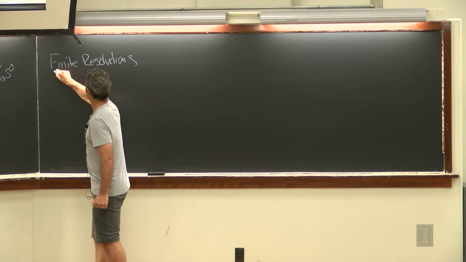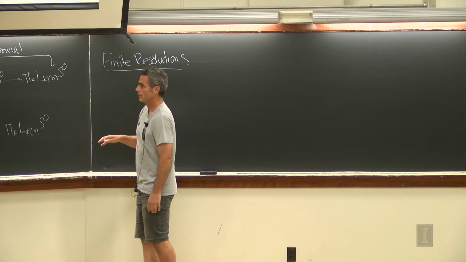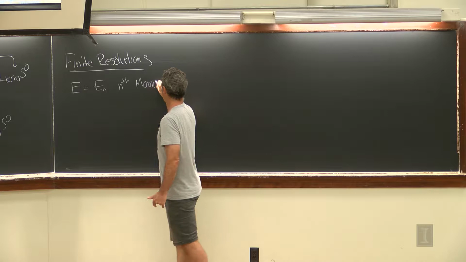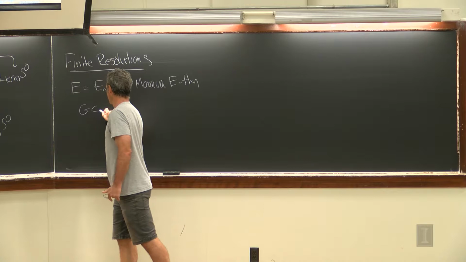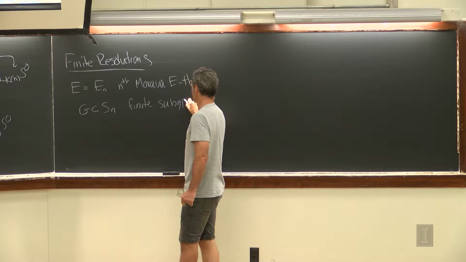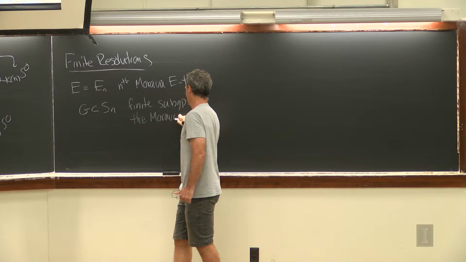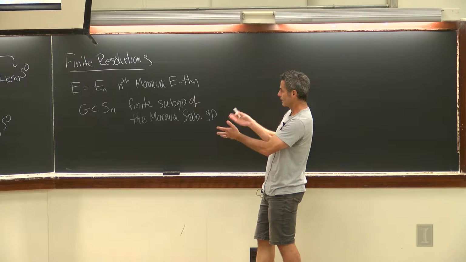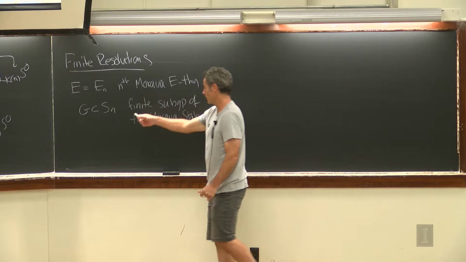All right, so I want to fix a prime P, which I did at the beginning without telling you. And then I want to let E be the nth Morava E theory. And I'm going to let G be a finite subgroup of the Morava stabilizer group. And I want to assume that G contains the P-Sylow subgroup, or it contains a maximal finite P group of Sn. So let me just say.